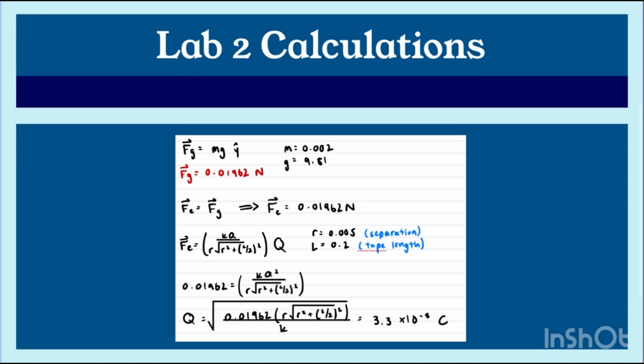And then this electrical force is also going to be equal to the charge along a rod, since we're acting as if the tape is a rod. And then adding in the rest of our variables, such as r being the separation length and L being the tape's length, we find that Q is equal to 3.3 times 10 to the power of negative 8 coulombs.